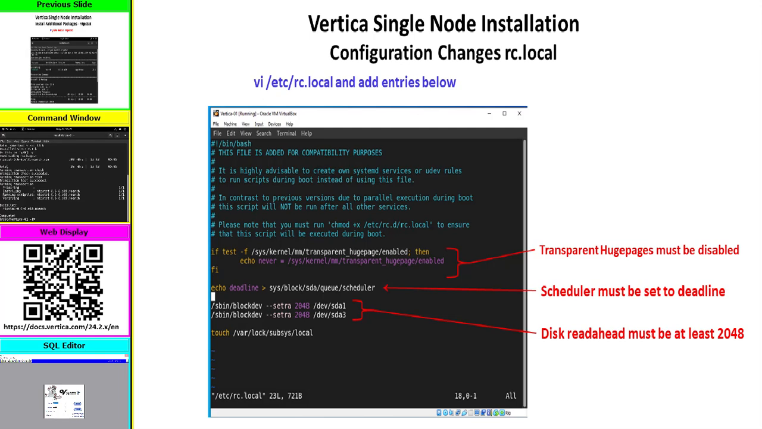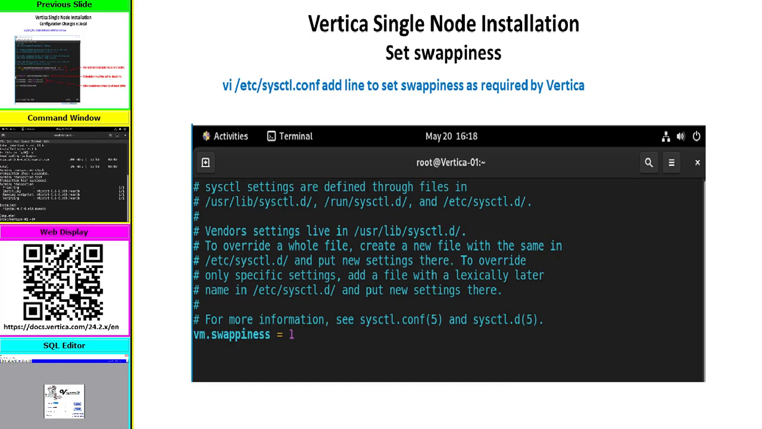In the sysctl configuration file, we need to set the swappiness equal to 1. We add the line shown to accomplish this. We need to set the TZ variable to the time zone we are located in. We are in the Central Time Zone, so we assign the variable TZ to the Chicago time zone string.